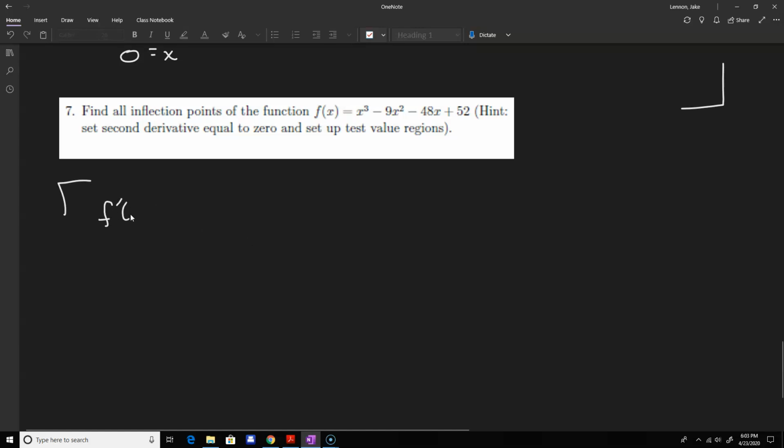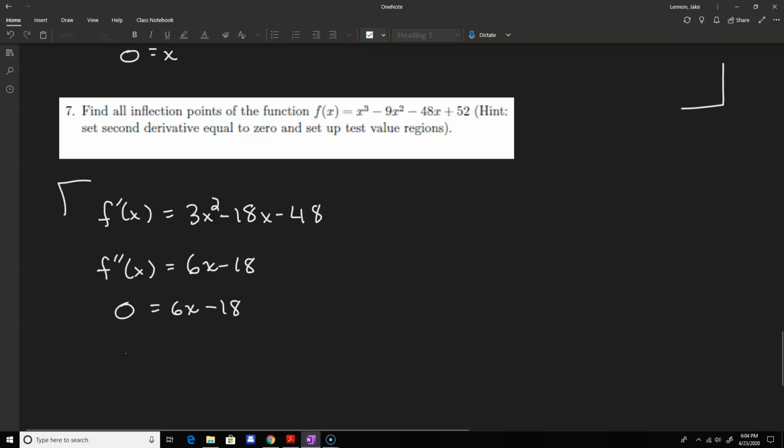So the first derivative, f prime of x, is going to be 3x squared minus 18x minus 48. And then the second derivative, again, just polynomial, we're just applying the power rule over and over again. We get 6x minus 18. So set f double prime to 0 to find our candidate inflection points and solve. So solving that leaves x equals 3. So the only thing to check is that the concavity does actually change at 3.